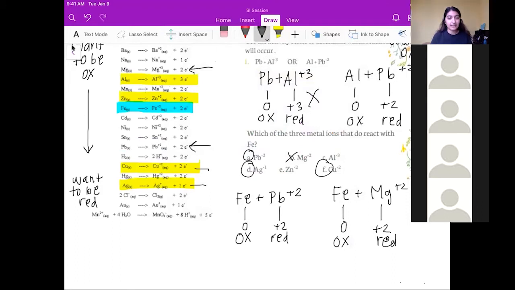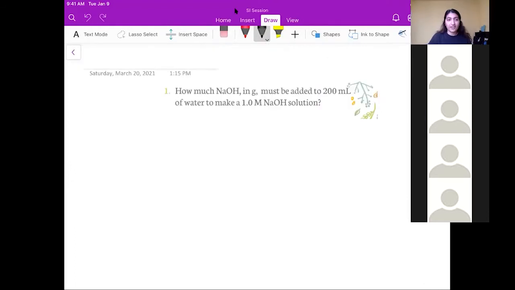Does this one make sense? Or does anyone have any other questions about activity series or how to use them or anything like that? Or are we good? Good, okay, perfect. Okay, so it's been 2 minutes, so let's start going over this problem.